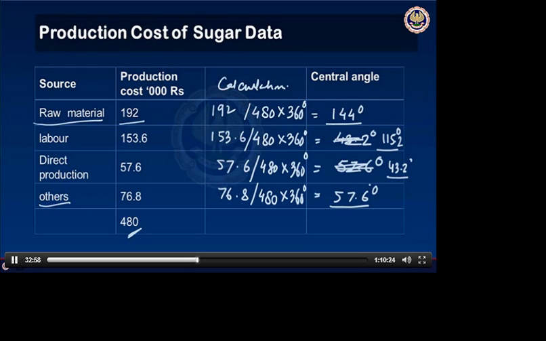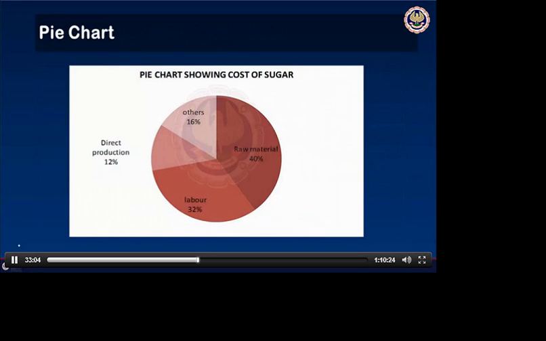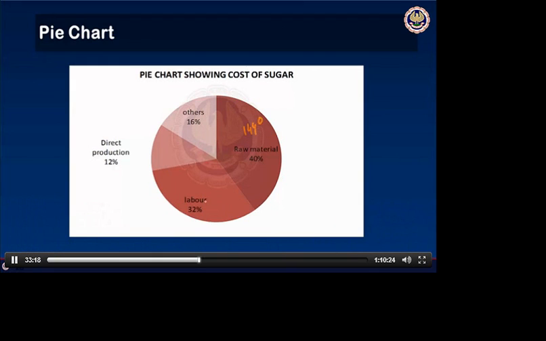So our next step would be to make a pie chart. This is a graphical representation of data in pie chart form. We first look at the raw material, for which we'll use a D or a geometrical instrument, and we'll see this is around 144 degrees, which we calculated. Then we look at the labor, which is 115.2 degrees. Then we have direct production, which is 43.2 degrees. And others are 57.6 degrees.